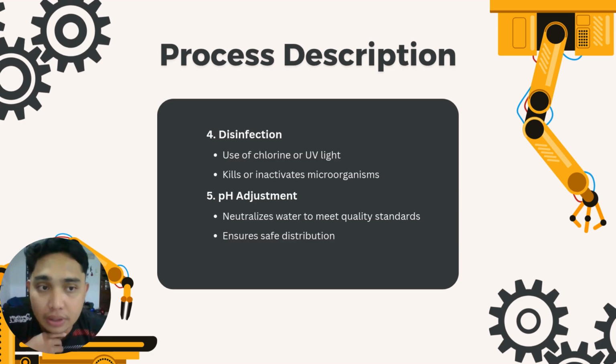And after the filtration, disinfection takes place. Chlorine or other disinfectants are added to kill harmful microorganisms and ensure the water is safe to drink. Finally, the treated water is stored in a clean water tank before being distributed to homes, businesses, or other end users. This entire process is continuously monitored to maintain high quality and compliance with health and safety standards.